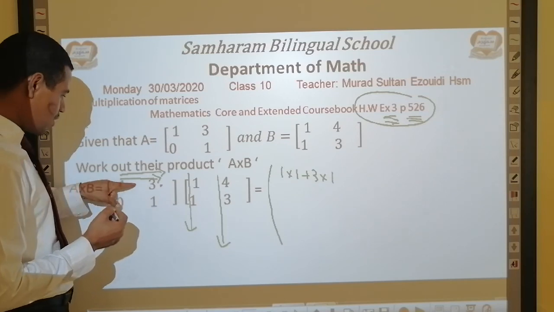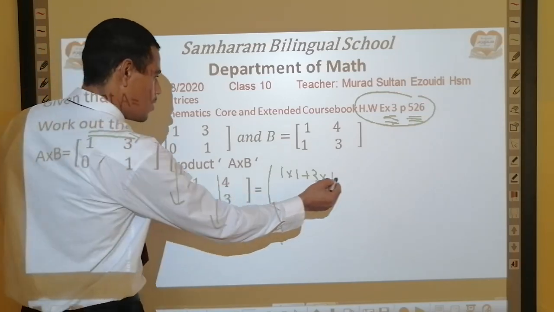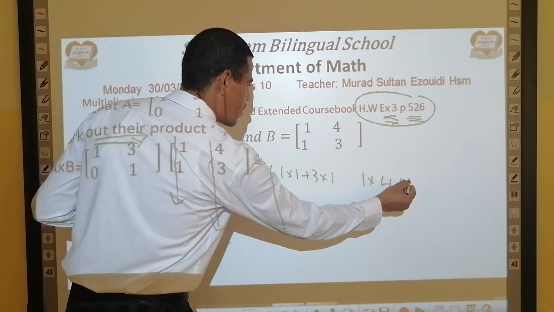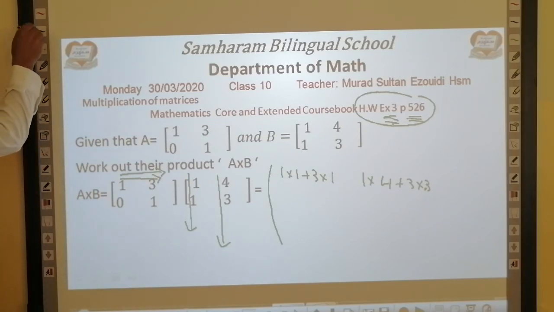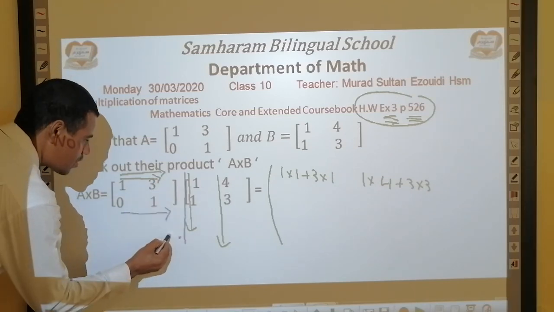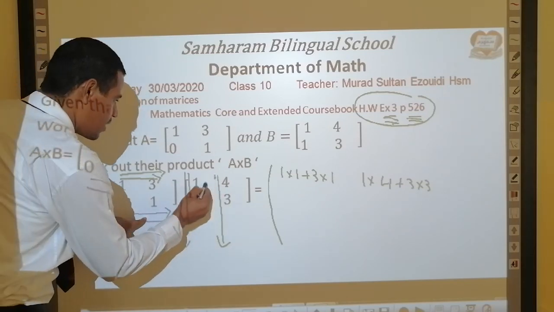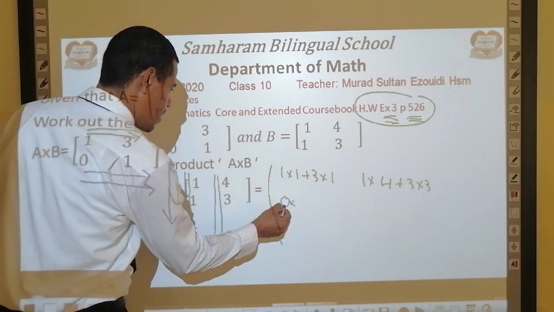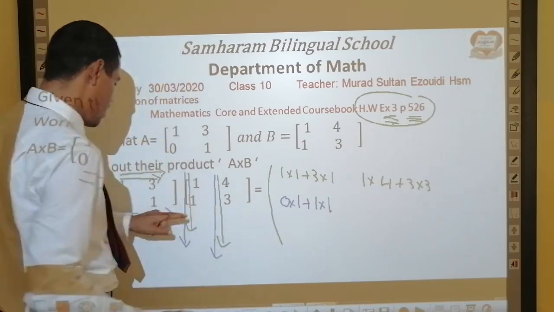Then I will multiply the first row by the second column. Means 1 multiplied by 4 plus 3 multiplied by 4. Okay, I finished with the first row. Now I move to the second row. I will multiply the second row by the first column, and I will write 0 multiplied by 1 plus 1 multiplied by 1. Then we move to the next one.